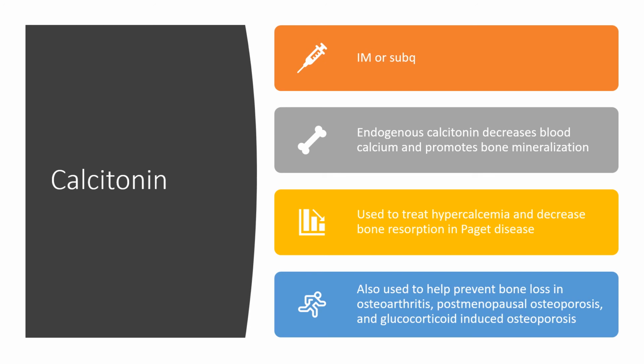Calcitonin is used to treat hypercalcemia and decrease bone resorption in Paget's disease, and it's also used to help prevent bone loss in postmenopausal women who are suffering from osteoarthritis, osteoporosis, or if those patients are taking glucocorticoids for an extended period of time, if there's potentially glucocorticoid-induced osteoporosis.